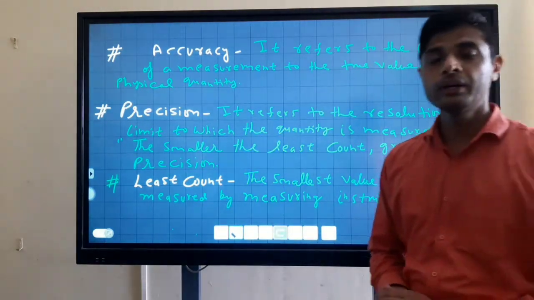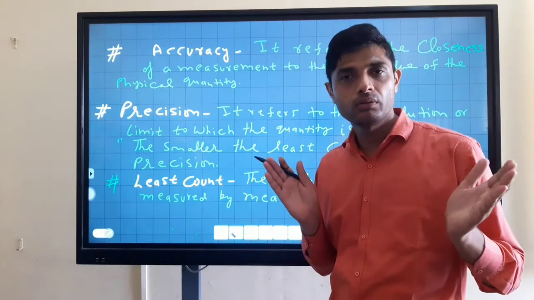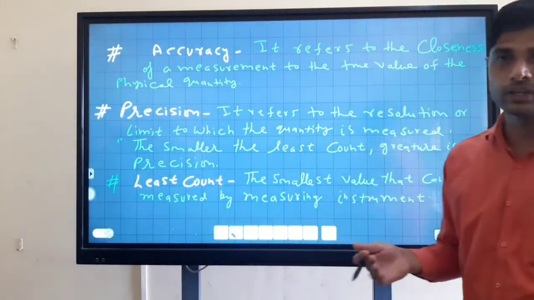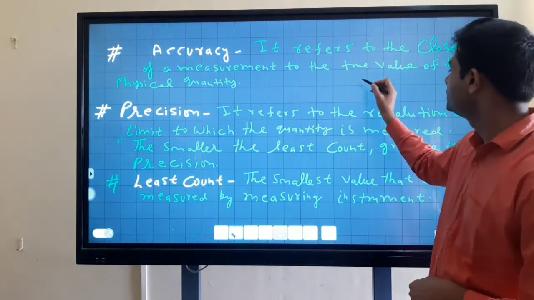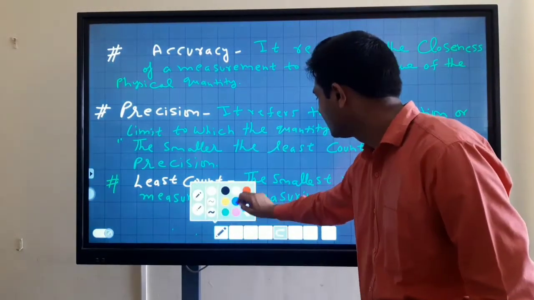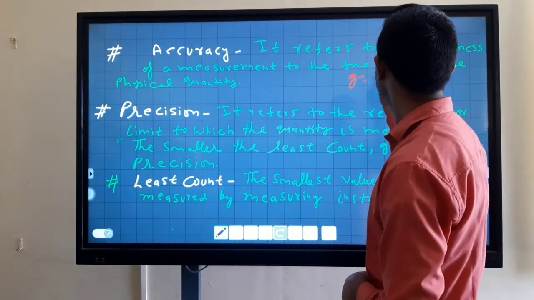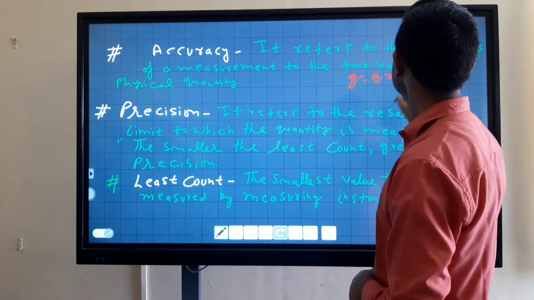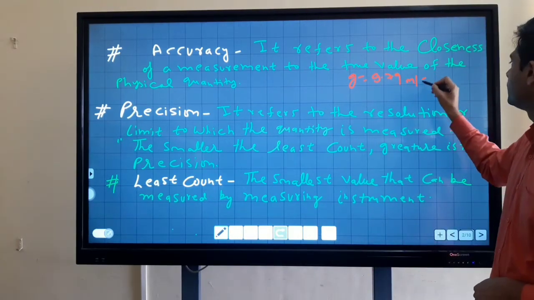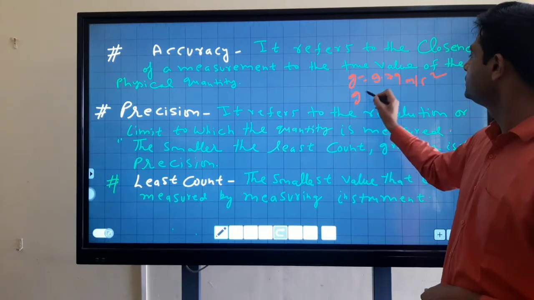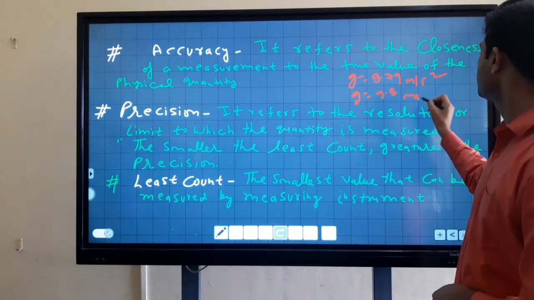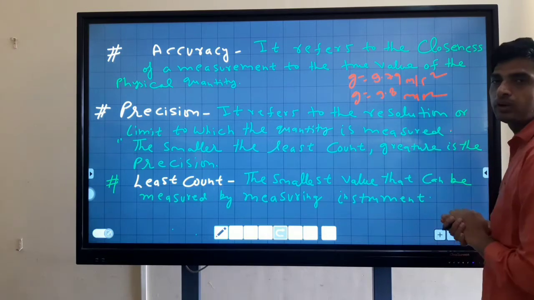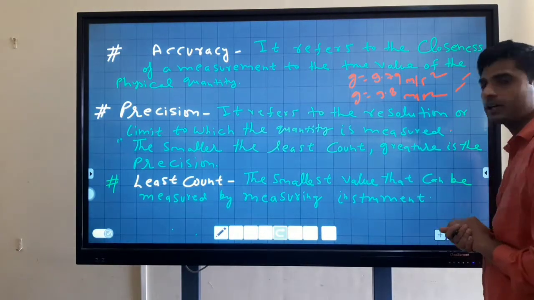If in our experiment the experimental value is close to the true value, then our experiment is accurate. Like the value of g is 9.79, and as you know the true value of g is 9.8 meter per second square. It means our experimental value is very close to the true value. It means our experiment is correct.